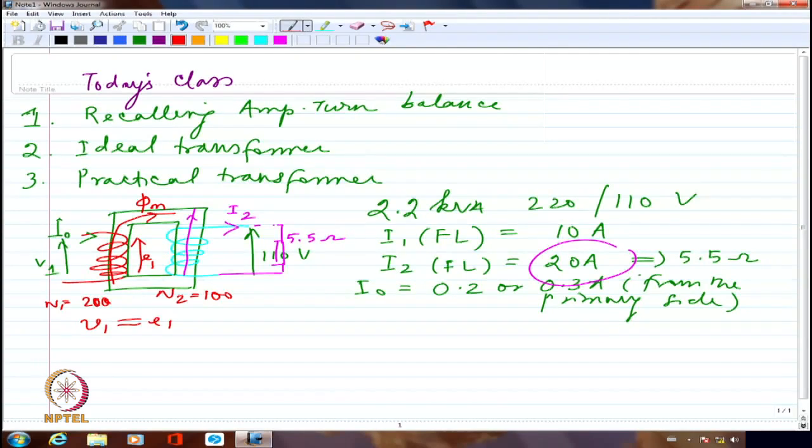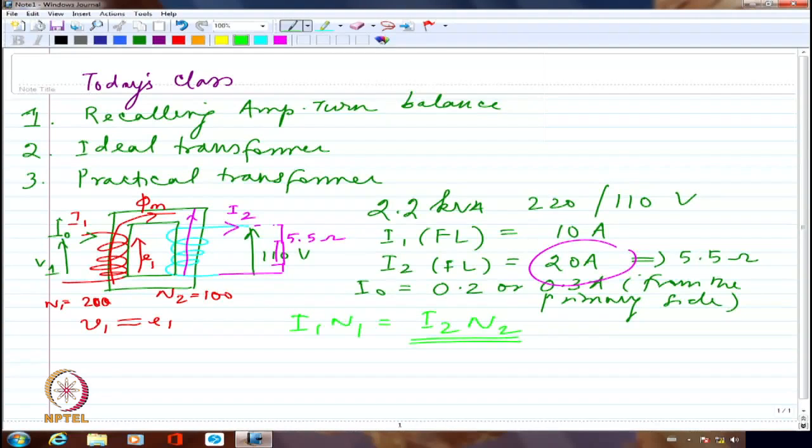So I am essentially going to have I1, originally it was I0, now I am going to have I1, and I am going to have essentially I1 N1 equal to I2 N2. I2 N2 was the new ampere turns that were created because of the load current, and I1 N1 is the current where the primary has essentially drawn an excessive amount of current to make sure that I2 N2 is nullified.